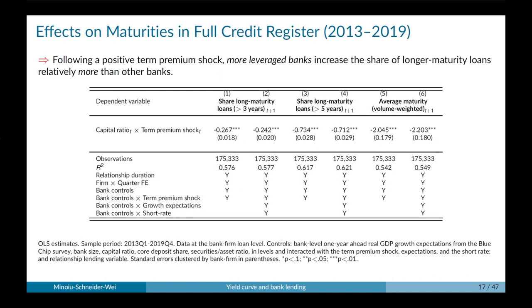Okay. So how can banks take more interest rate risk exposure in the face of a positive term premium shock? Two ways. They could increase the maturities of the loans they make while holding leverage constant, or they could increase leverage while holding maturities constant, or they could do a little bit of everything. And we have evidence for both types of reactions. I want to show you here the one regarding extension of maturities. More leveraged banks increase the maturity of their new loans even more than less leveraged banks after positive term premium shocks. We see this for a number of alternative ways of looking at loan maturity.